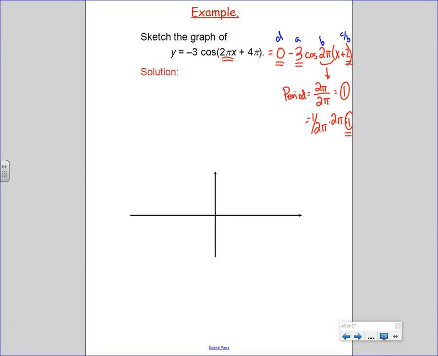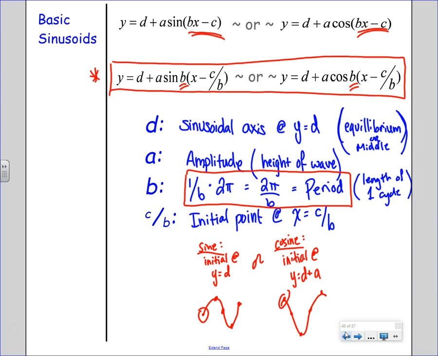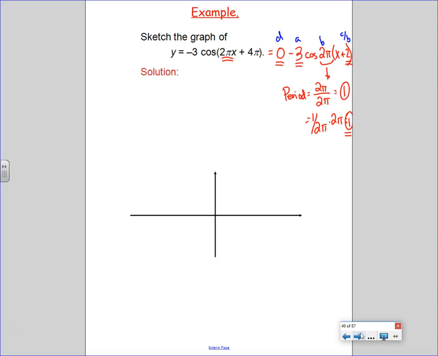Ready? First, we need the middle line. The middle line is, wait, what did we say was the middle? Did we write the word middle somewhere? Underneath equilibrium. Yeah, sinusoidal axis. So who's that? 0. Ready? At y equals 0, our sinusoidal axis. I'm going to draw a dotted line, the middle of our handwriting lines. So we can say SA, the sinusoidal axis, is going to be at y equals 0 for this one.